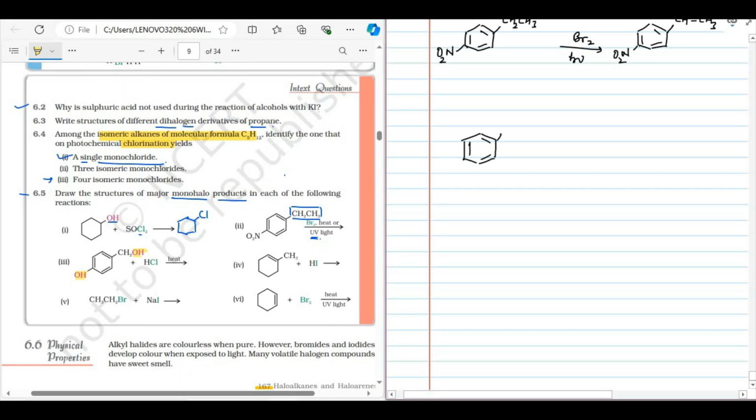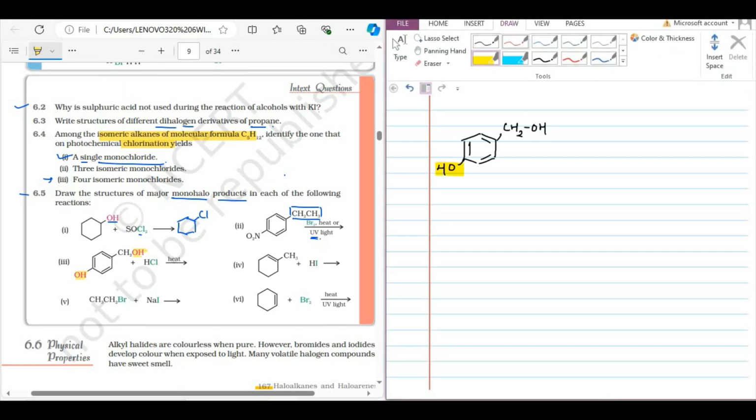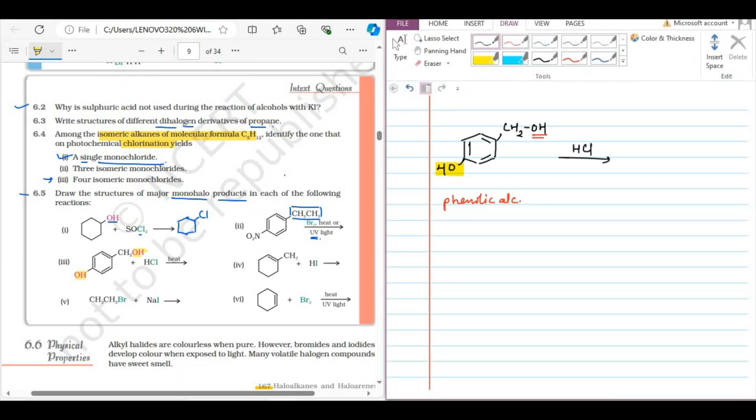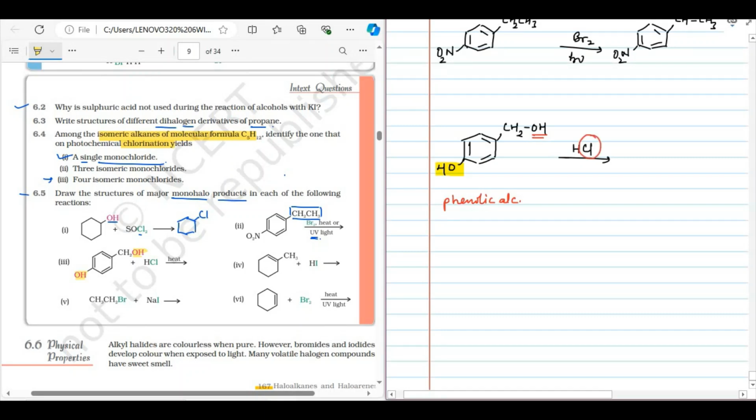So this is the benzene ring and here CH2OH is there and this OH is there. The OH which is bonded to the benzene ring is a phenolic alcohol. This is the phenolic group. This alcohol does not take part in the reaction. While the other alcohol which is bonded to the CH2 group will take part in the reaction. So when HCl reacts with this molecule, Cl will replace this OH, but not this OH.